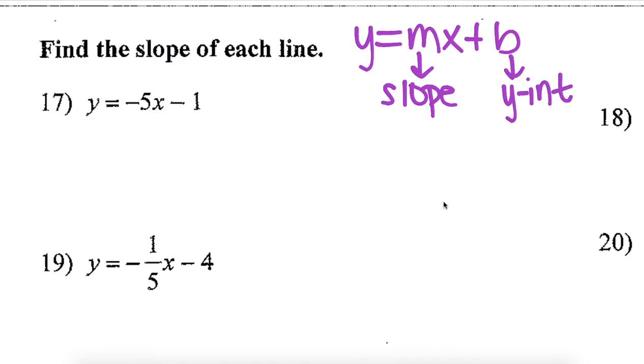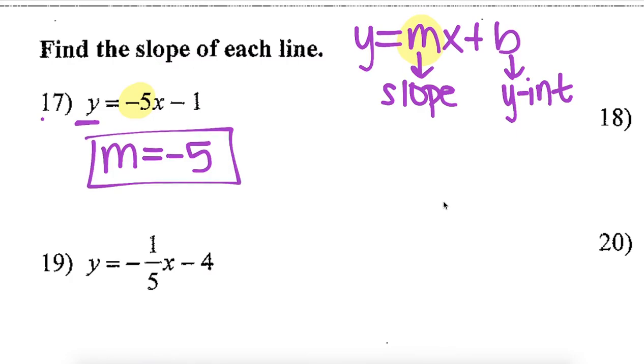This section is only asking for the slope, so it's asking for the number in front of x. In order to determine the slope, your equation has to have y by itself. So for number 17, we're already good there. Y is by itself. And then all you're going to do is look at the number in front of x and name your slope. So for 17, my slope is -5. Remember, m represents slope.